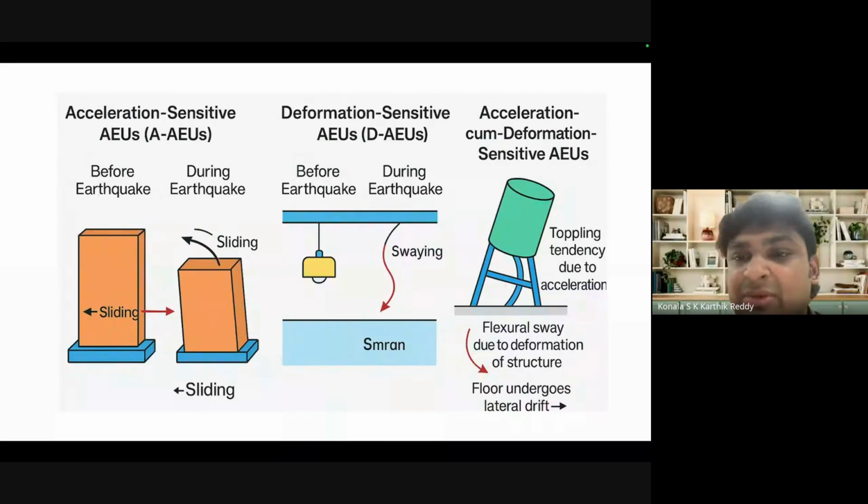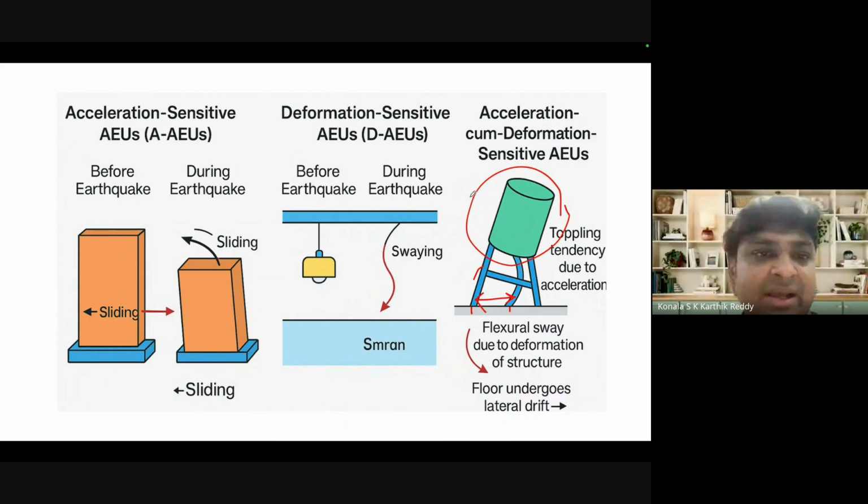And sometimes there will be equipment which is both acceleration as well as displacement sensitive. Look at this particular water tank, which is situated on some sort of frame. The water tank is acceleration sensitive, whereas the particular frame is displacement sensitive. Perhaps the ground displacement here and here might be different. That's why this has reacted to that, and it has yielded.